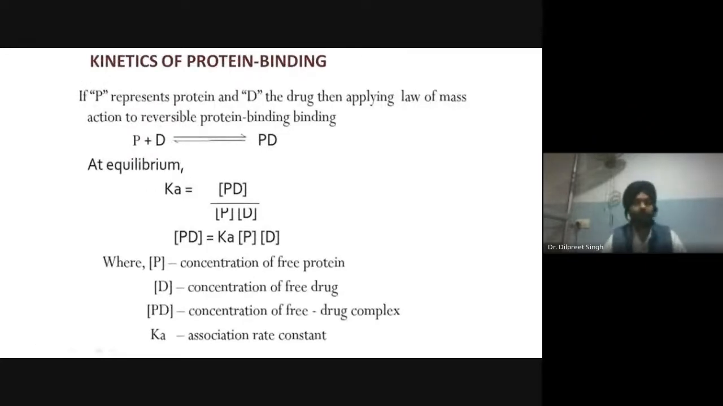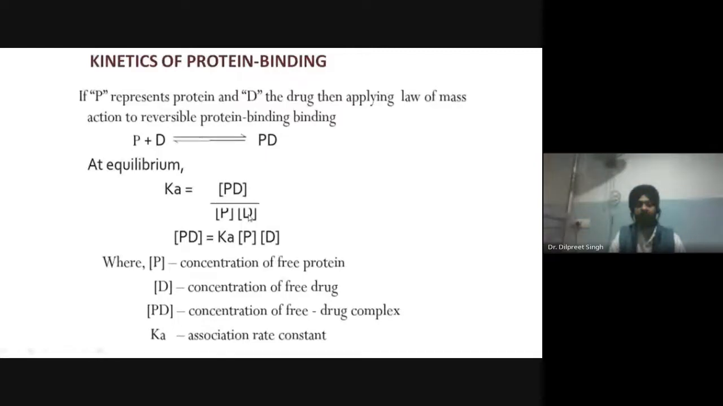Okay, now we have shifted towards the kinetics of protein binding. If P represents the protein and D represents the drug, then we can apply the laws of mass action to the reversible protein binding. So protein binds with the drug, it is a reversible binding, and it forms the protein-drug complex at equilibrium. By applying the law of mass action, the rate constant is generated and is equivalent to the bracket open protein-drug complex divided by protein and the drug.